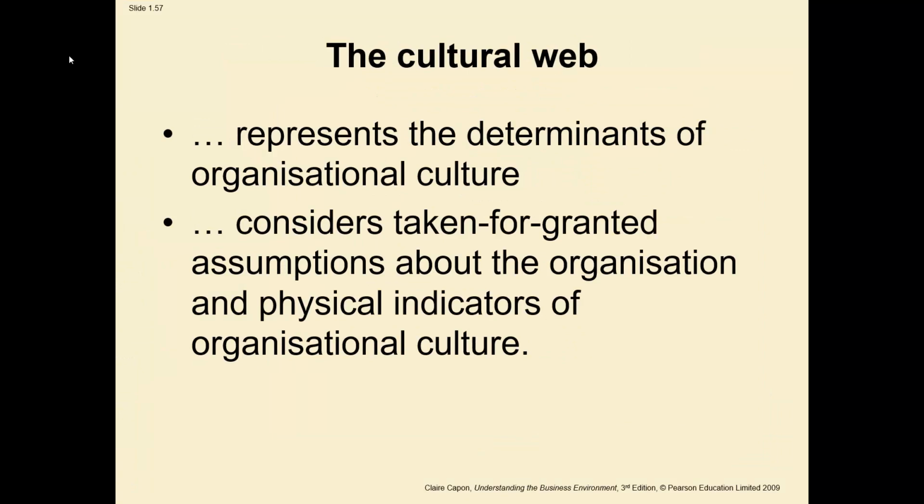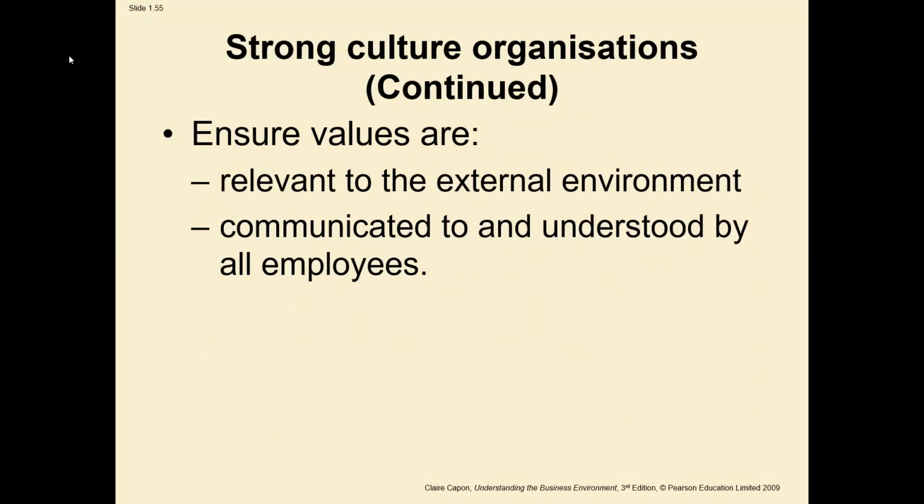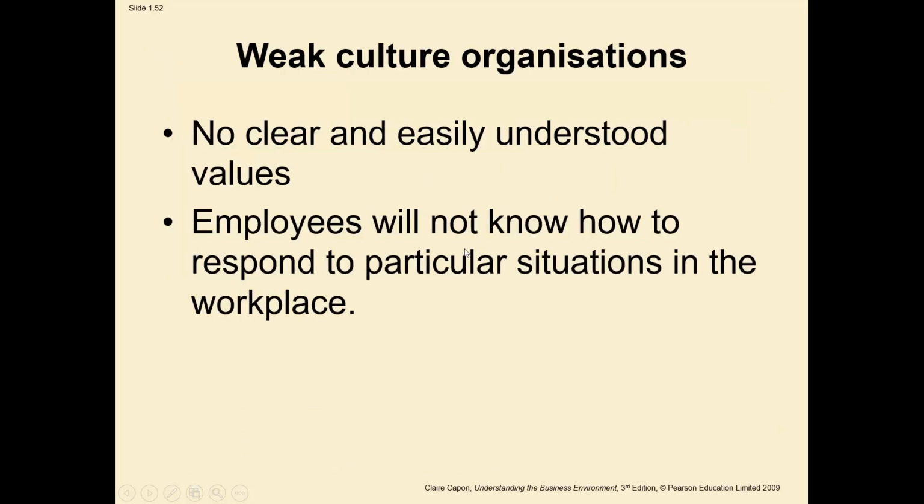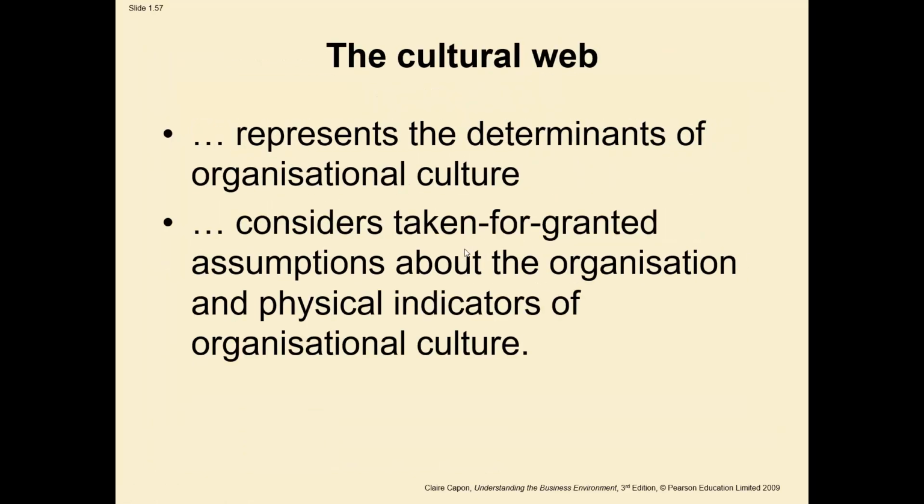Okay, so continuing on, in dealing with the cultural web, which is this diagram, we see symbols, power structure, organisation structure, control systems, and stories working around it to reinforce it, because that represents the determination of the organisation's culture. They look at the factors that are taken for granted, because it assumes the organisation, the physical indicators, the structures. These are things that people just believe exist and conform to.